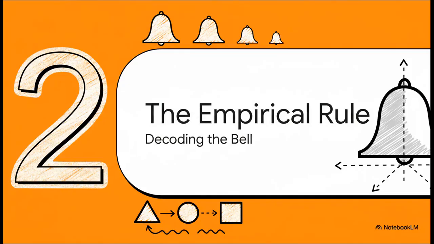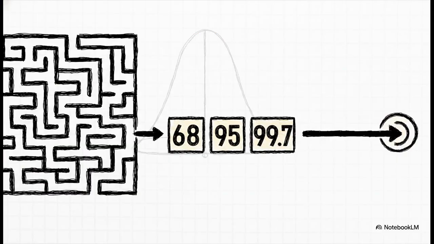Okay, so we know what the shape looks like, but how do we actually use it? Well, in this next part, we're going to look at a really simple rule that makes this whole curve incredibly predictable and useful. This is called the empirical rule. But honestly, you can just call it the 68-95-99.7 rule. It's this awesome mental shortcut that tells you exactly how your data is spread out, all without doing any complicated math.